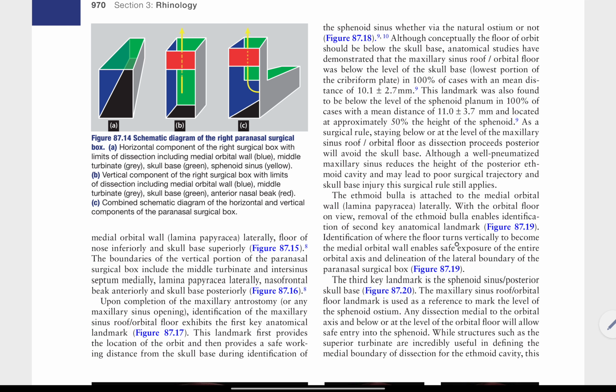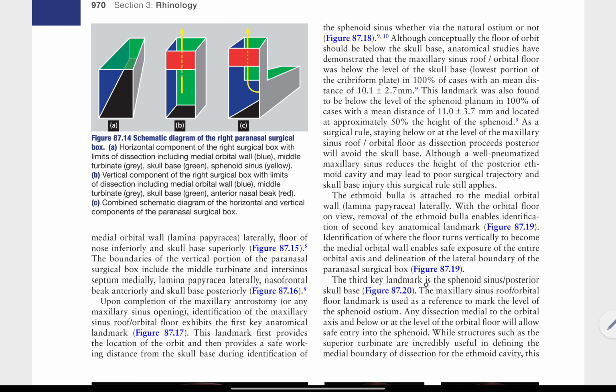Identification of whether the floor turns vertically to become the medial orbital wall enables safe exposure of the entire orbital axis and delineation of the lateral boundary of the paranasal surgical box.